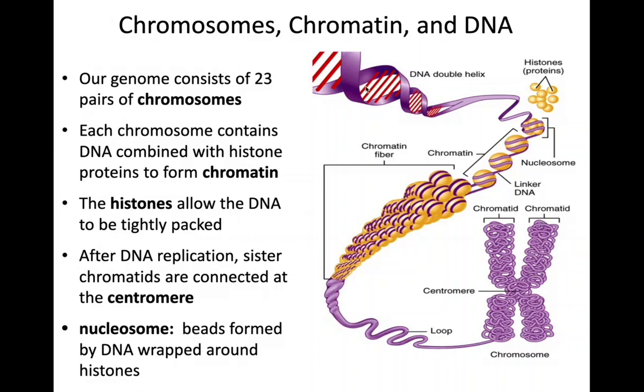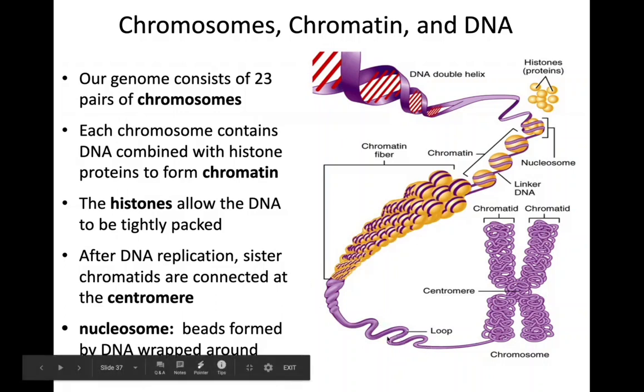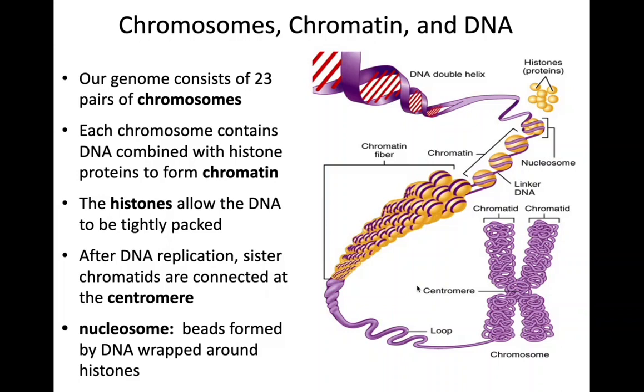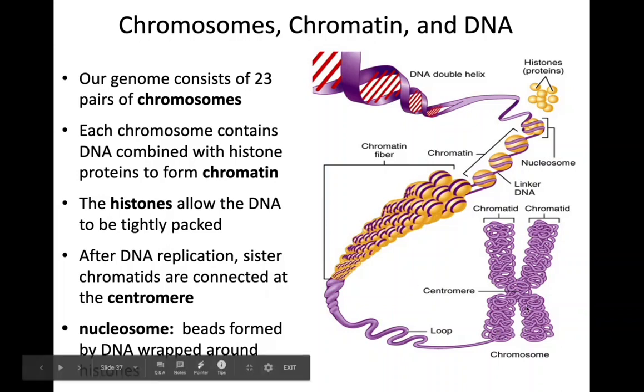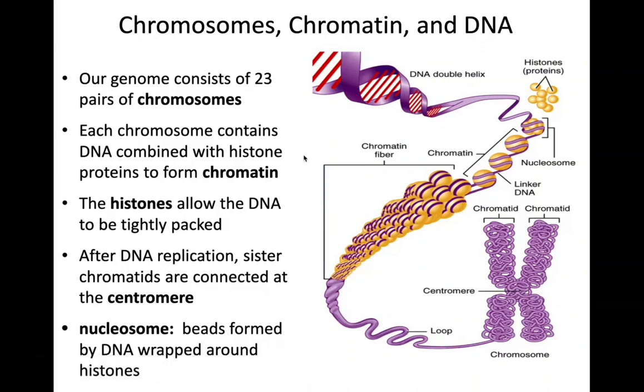So what you can see here is you've got this DNA and these histone proteins, and the DNA wraps around it. When it does, it makes these little beads we call the nucleosomes. So the histones allow the DNA to be tightly packed. It will continue to do this packaging, and eventually it loops and coils itself into the chromosomes. So the two legs of the chromosomes are the chromatids, sometimes called sister chromatids. So after DNA replication, the sister chromatids are connected at the centromere, here in the center. So these are your nucleosome beads that are the DNA wrapped around the histones.